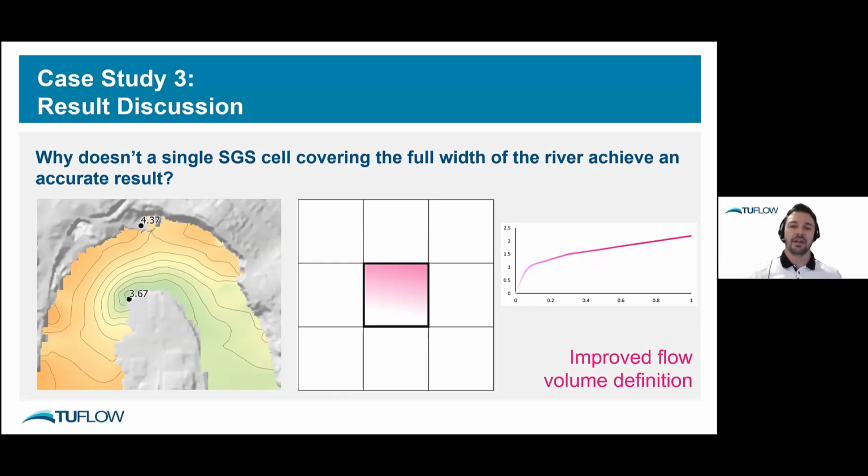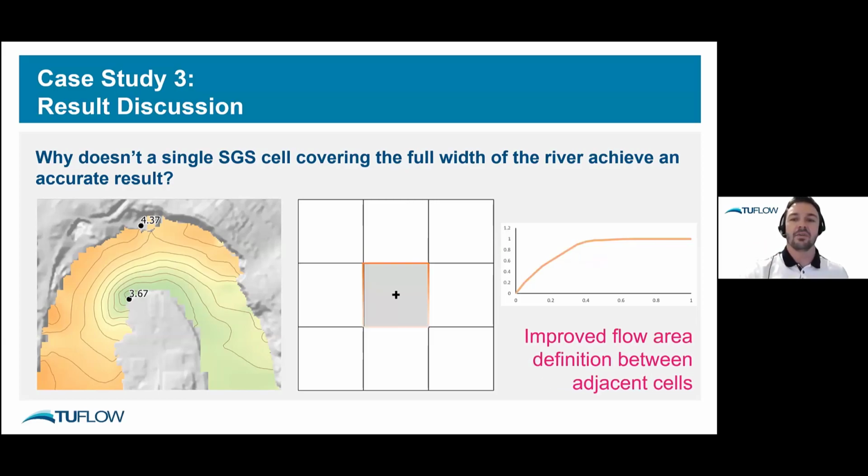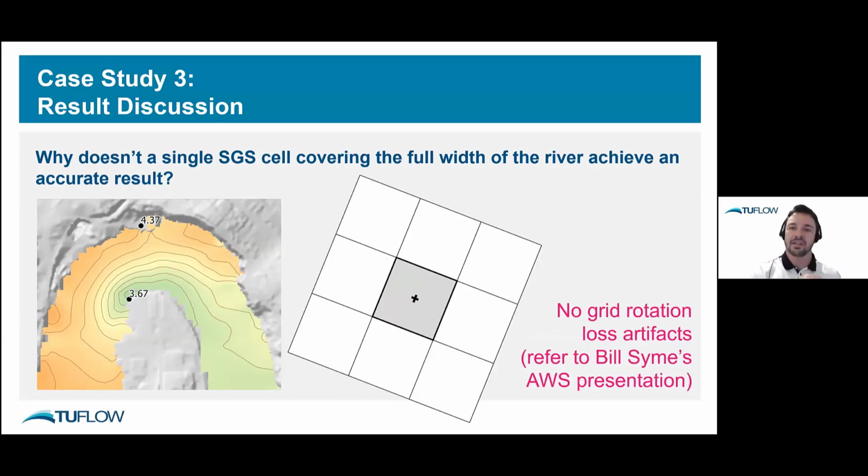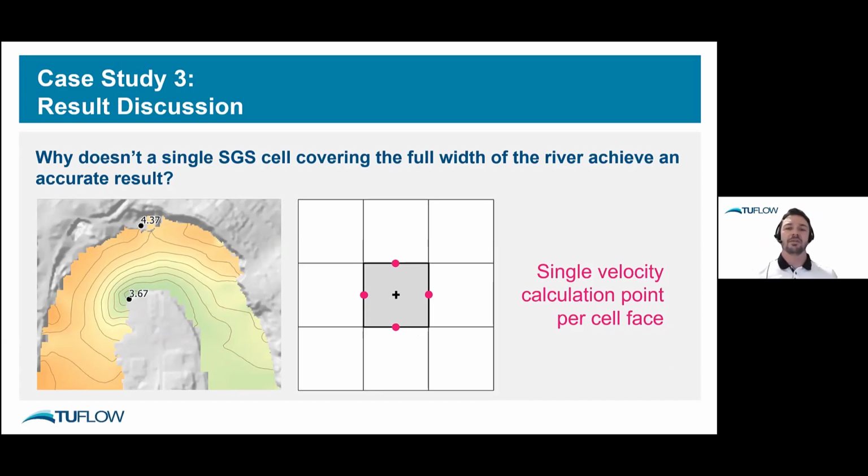Moving to SGS, we do get a much better definition of the volume within each cell and the variation in volume at different depths. We definitely get a better representation of the flow area when water passes between cells. And if you caught Bill's presentation a few months back, that does translate to there being no grid rotation loss artifacts, which is definitely a positive. The thing to keep in mind though is that we're still only calculating a single velocity calculation at a point on each cell face. Because of that, you need to have sufficient representation of those velocity calculations across your river to achieve an accurate result.